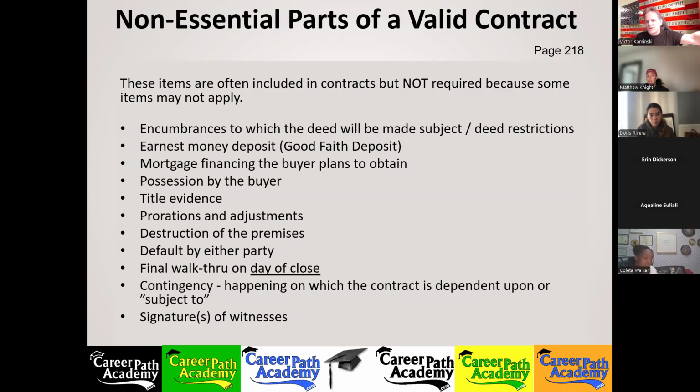Contingencies can be added to contracts, but listen, if you want the best offers in a multiple offer situation, they're the ones that are as contingency free as possible. So I guess it would help knowing what a contingency is then, huh? A contingency is a happening which the contract is dependent upon. And if that contingency is not met, it's a way for somebody to get out of the contract. They often begin with the words subject to. The purchase is subject to this or that or the other thing. Like it's subject to the sale of their current home.